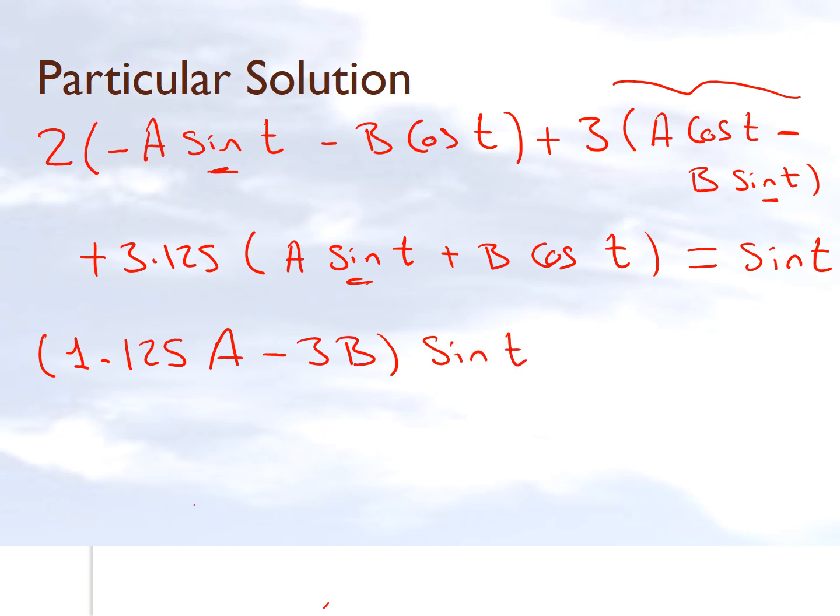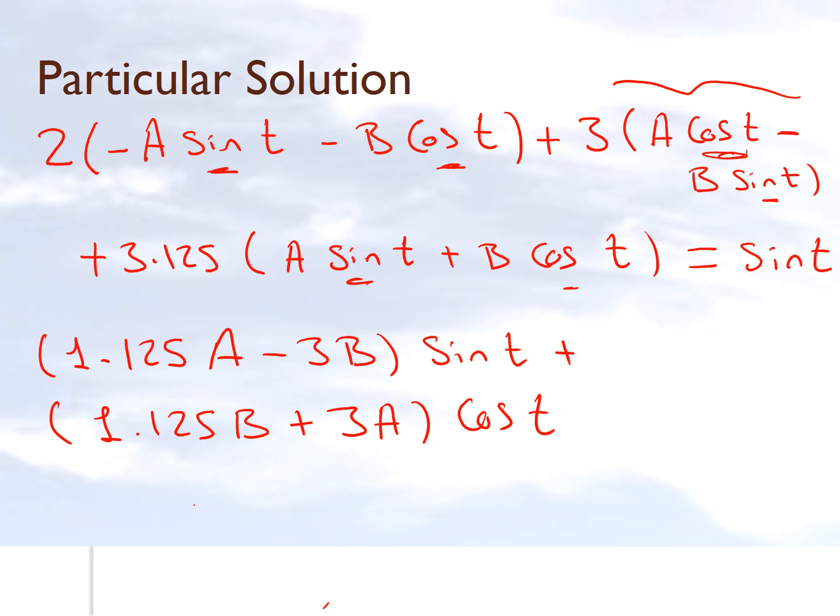And then I do the same for the cosine function. I have a cosine here, a cosine here, and a cosine here. So add these coefficients together. This would give me 1.125b plus 3a, times cosine t, so let me rewrite it on a different line. So it would be 1.125b plus 3a times cosine t.